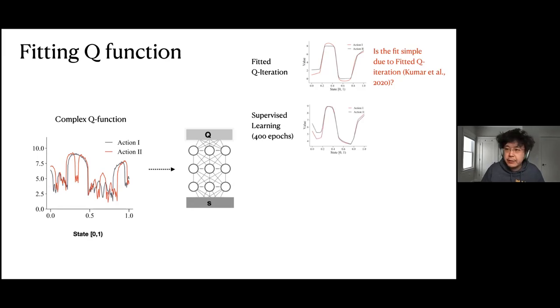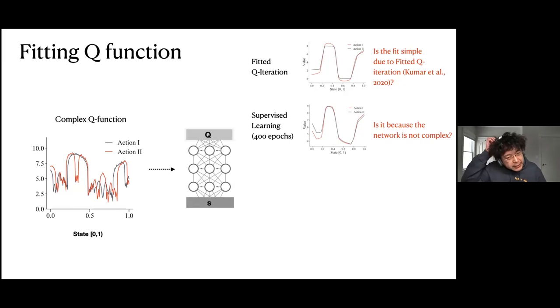Here we did a very simple control experiment where instead of using Q learning to learn this value approximator, we use supervised learning. We take the ground truth value function from the left, and use supervised learning to regress towards that. After 400 learning epochs, the neural network is actually unable to fit the complex Q function we have on the left.